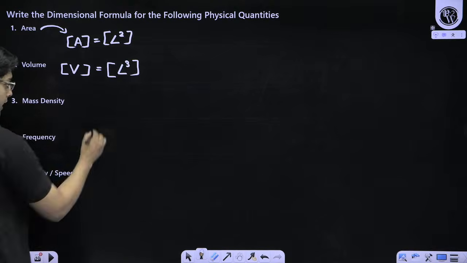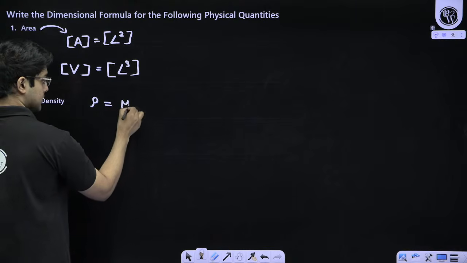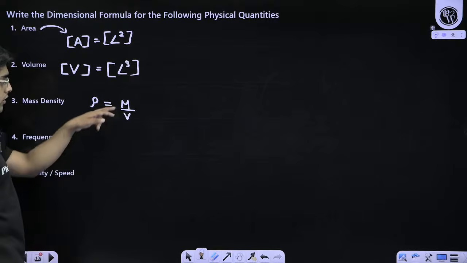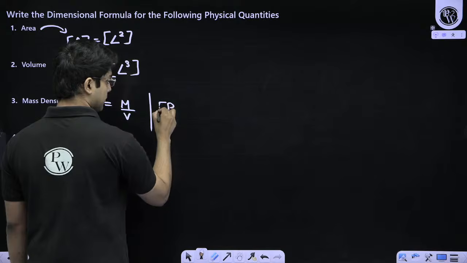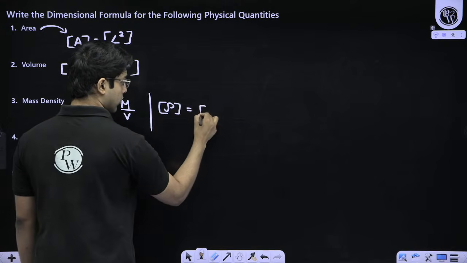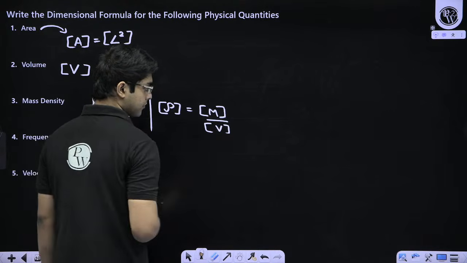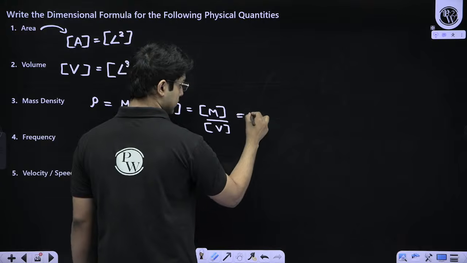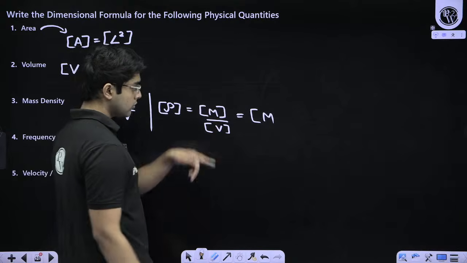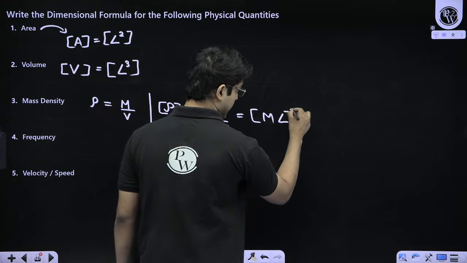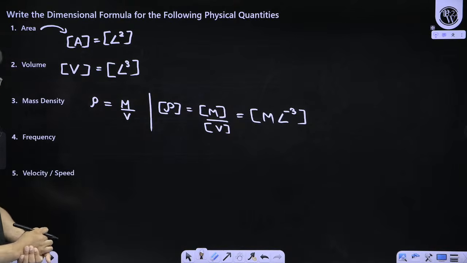Mass density. So mass density, if we call it using the symbol rho, it is mass by volume. We know the dimension of mass and volume, so we can write the dimension of density. It will be the dimension of mass divided by the dimension of volume. So the dimension of mass is M itself. Dimension of volume is L cube. L cube going to the numerator will make it L raised to minus 3. So this is the dimension of mass density.